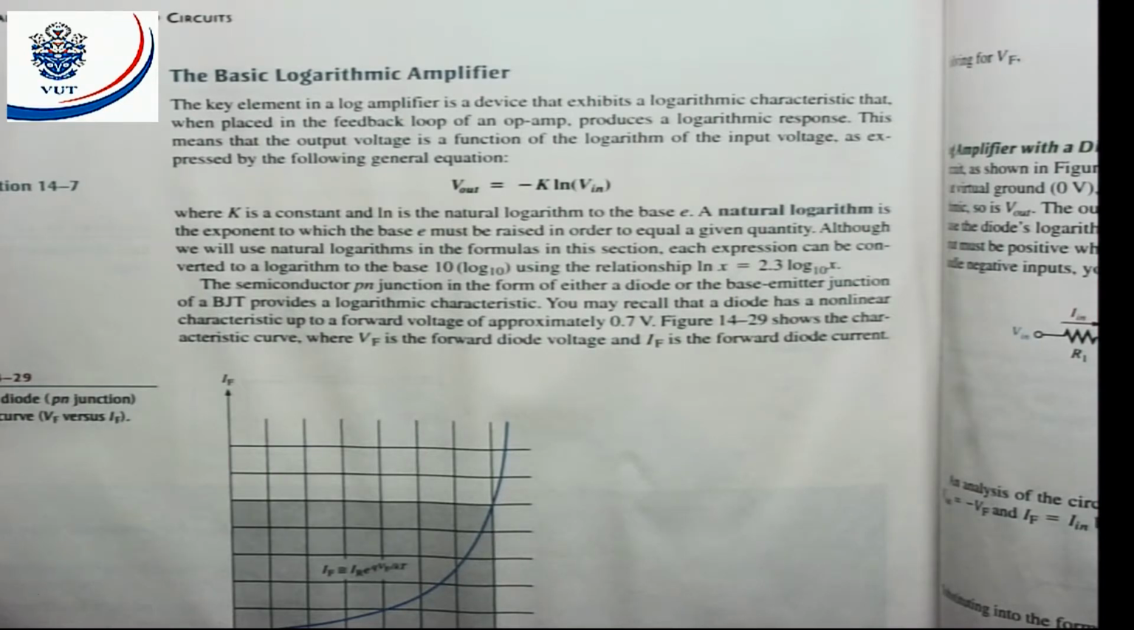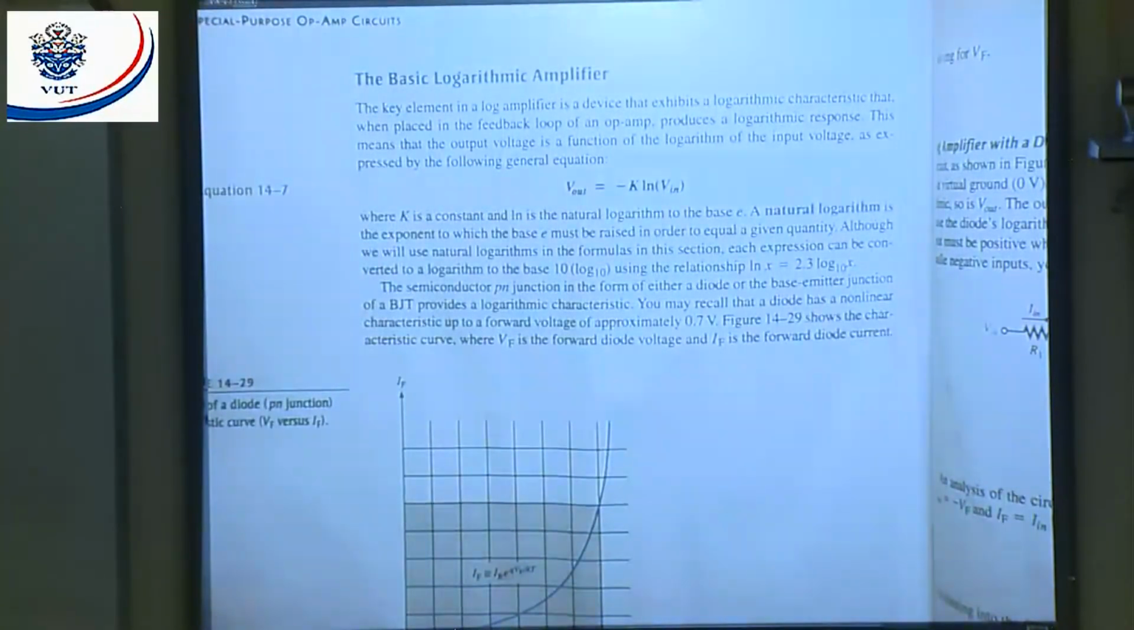The natural logarithm is the exponent to which the base e must be raised in order to equal a given quantity. Although we will use natural logarithms in the formulas in this section, each expression can be converted to a logarithm to the base 10, log10, using the relationship ln x is equal to 2.3 log10 x. All right, then that brings us to this characteristic curve of a p-n junction.